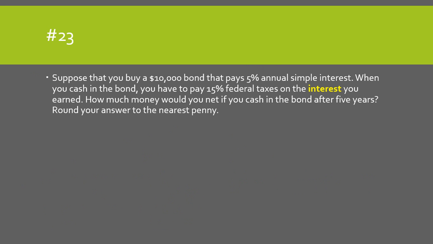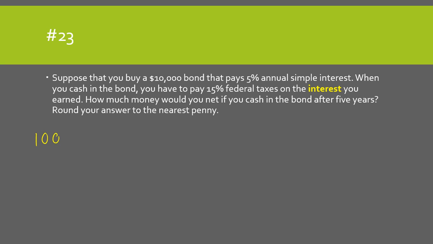Now, 23. 23 is using simple interest. And what we have here is that suppose you bought a bond for $10,000 and it's 5% simple interest every year. When you cash the bond, you have to pay a federal tax of 15% on just the interest, not the whole thing, just the interest. And it wants to know after 5 years, how much would you net? So how much would you gain from it? So first thing we have to do is just plug this into the simple interest formula to see how much we will have after 5 years.